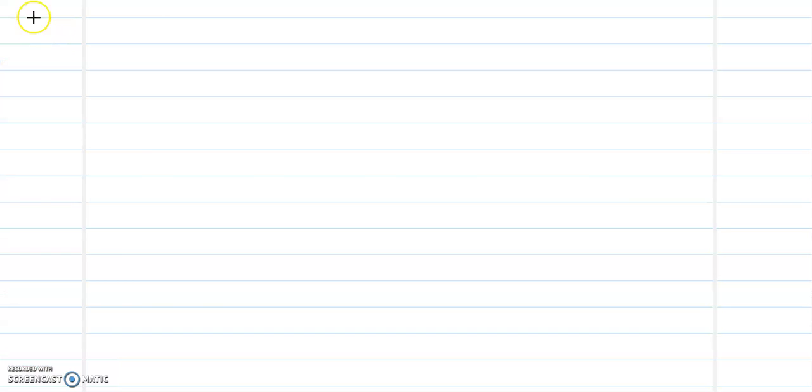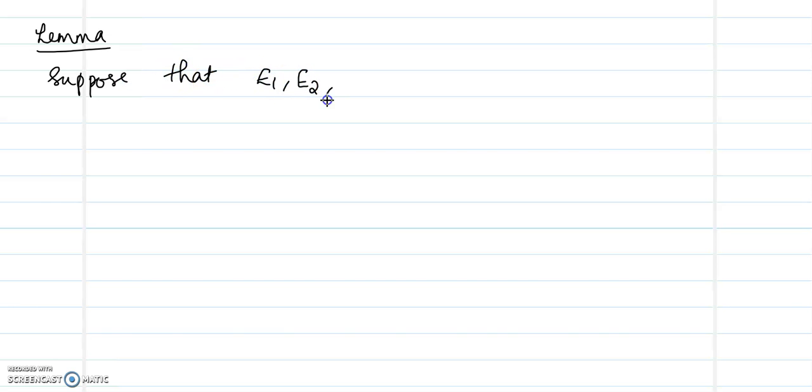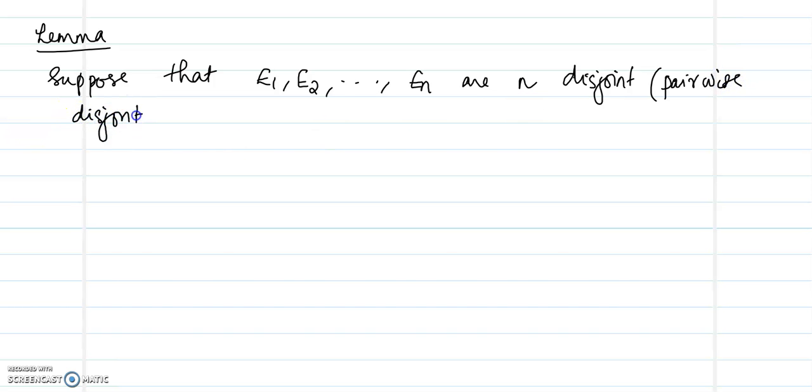So let us start with a lemma in today's class. The lemma states that suppose E1, E2, etc. En are n disjoint sets. So they will be pairwise disjoint. So the sets E1, E2, etc. En are pairwise disjoint measurable sets.